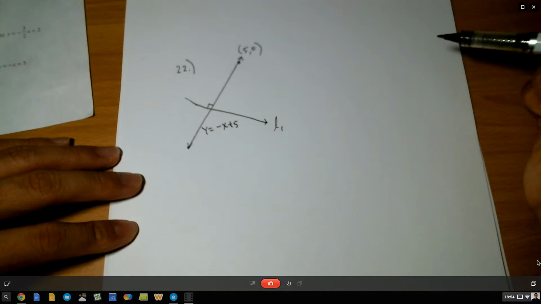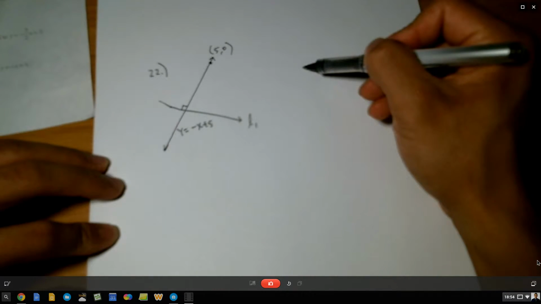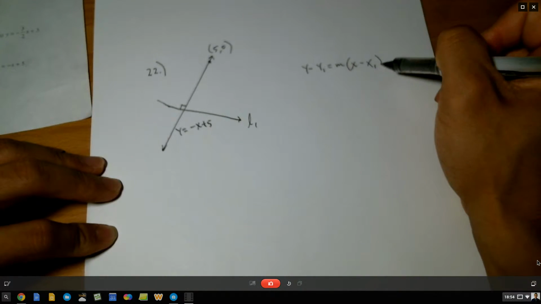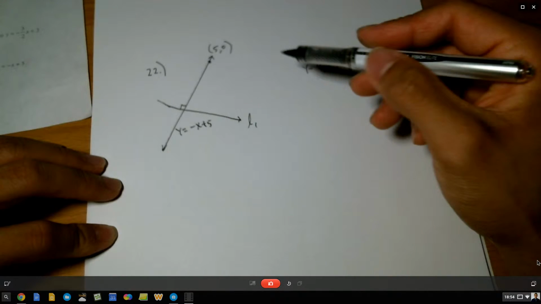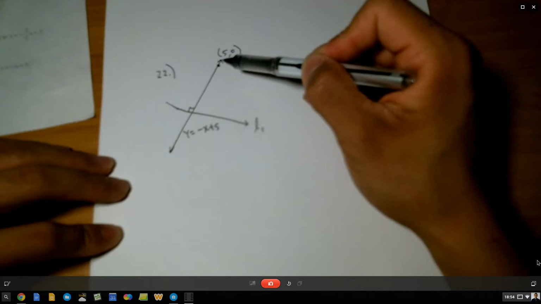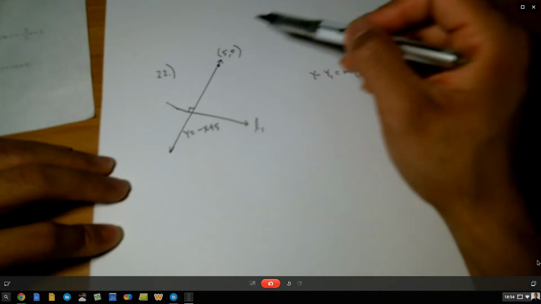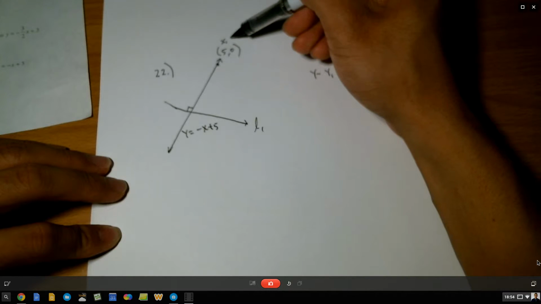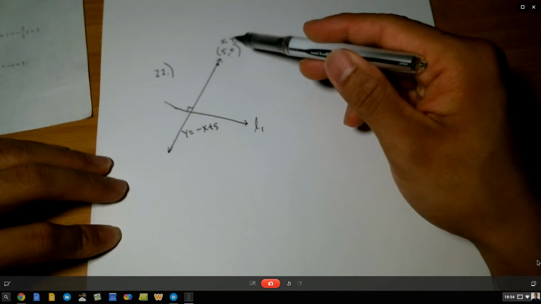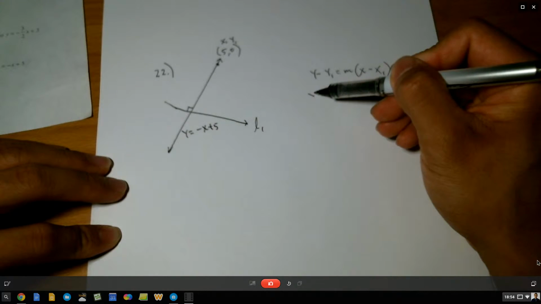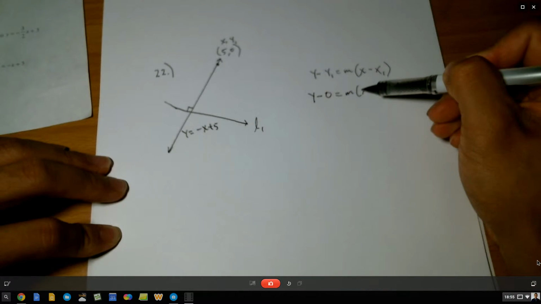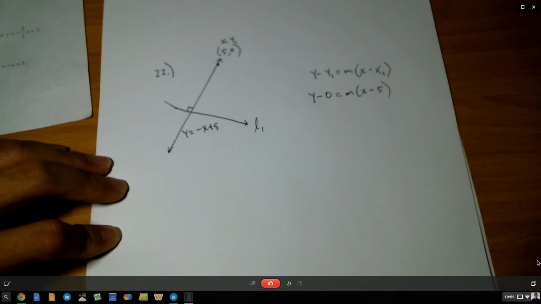So once again, we can use our point-slope formula: y minus y1 equals m times x minus x1. And we plug in all the necessary components. So here we know that this line has a point 5, 0 on it. So let's plug this in. Once again, 5 is x1, 0 is y1. We plug into our equation here. y minus 0 is equal to m times x minus 5.